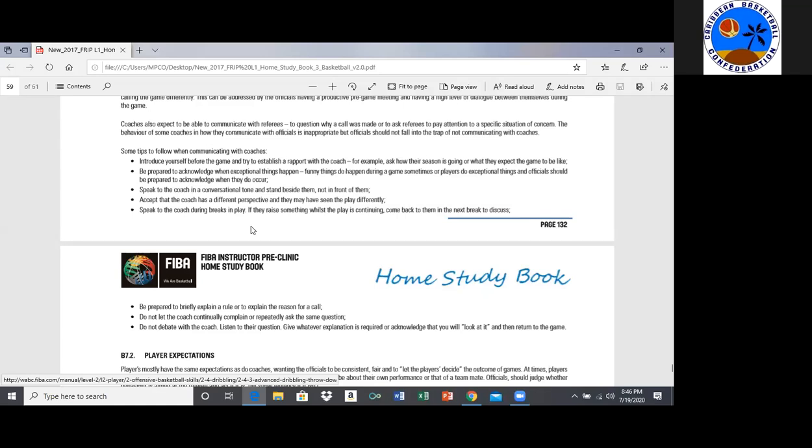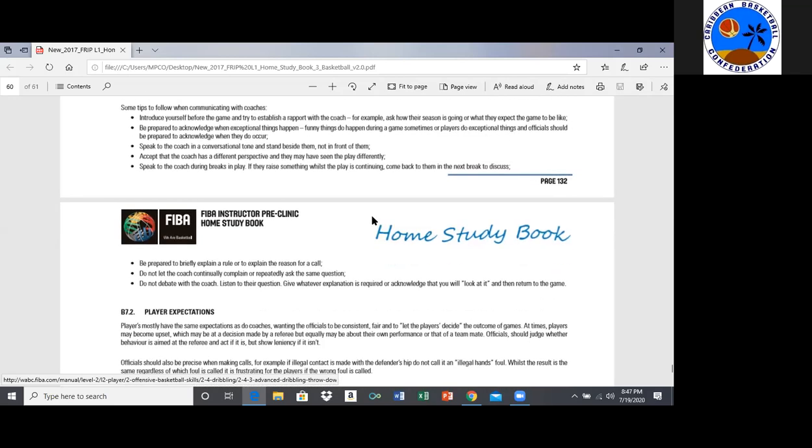Okay, tips. Speak to the coach in a conversational tone and stand beside them, not in front of them. This area, to each his own. I guess this is something that coaches put together so they don't like referees standing in front of them, I guess. Except that the coach has a different perspective and they may have seen the play differently. I agree. Speak to the coach during the breaks in play. If they raise something whilst the play is continuing, come back to them in the next break to discuss it.